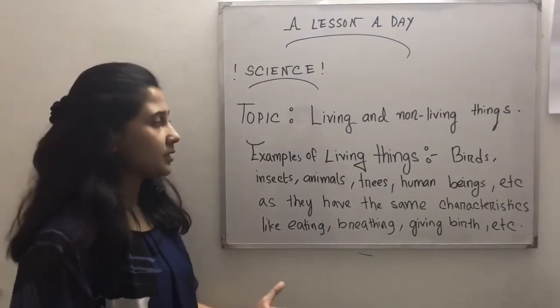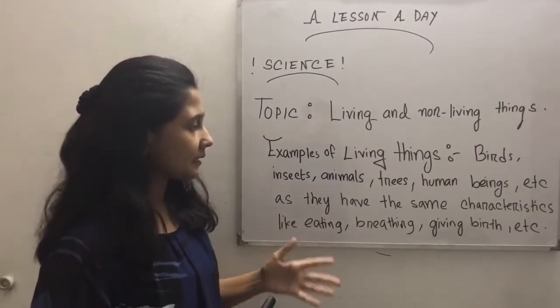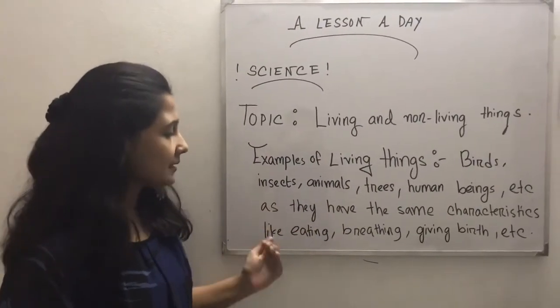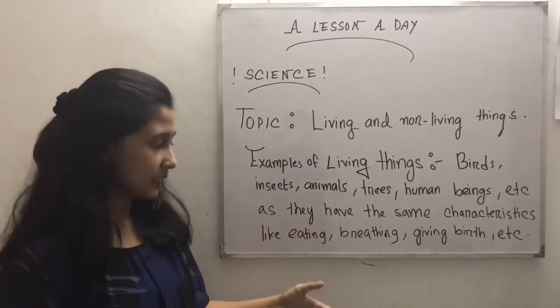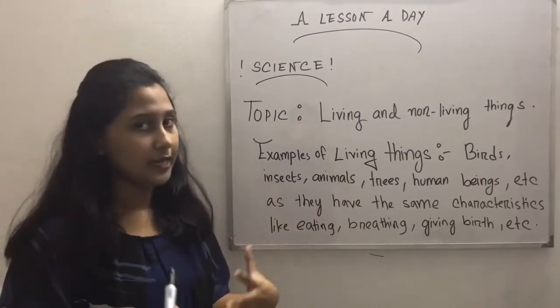Here are some examples of living things: birds, insects, animals, trees, human beings, etc., as they have the same characteristics like eating, breathing, giving birth, etc.